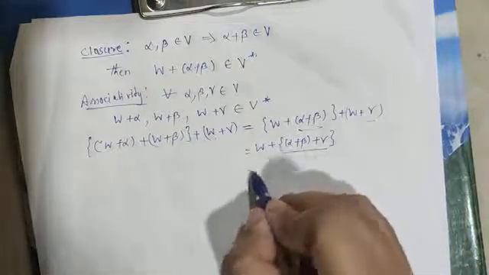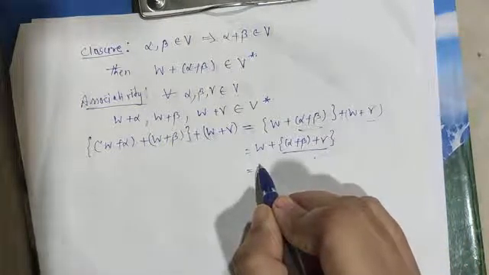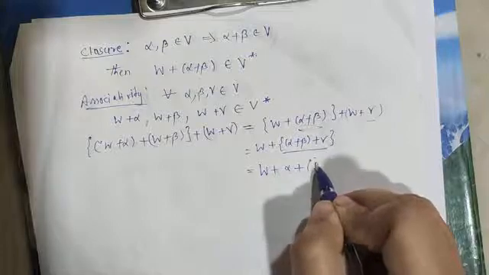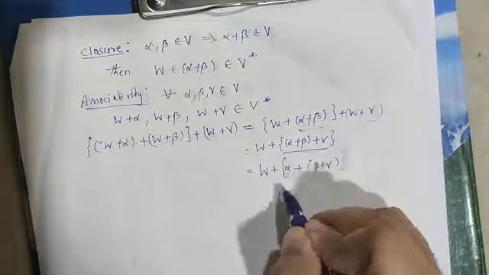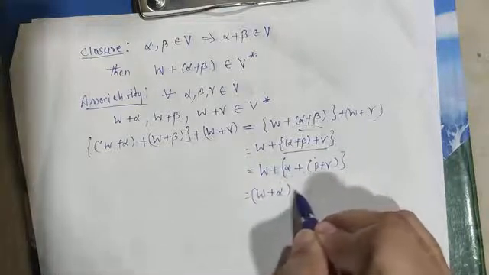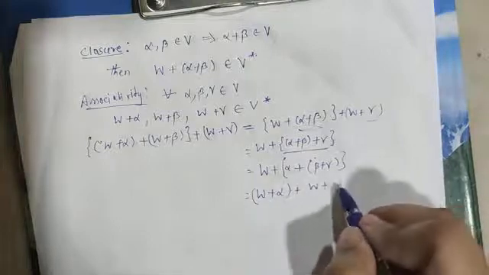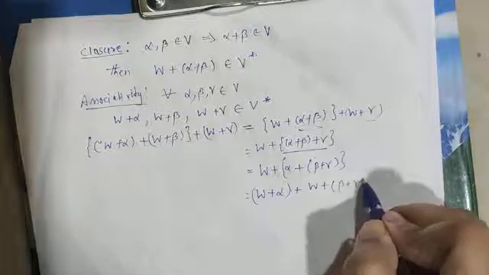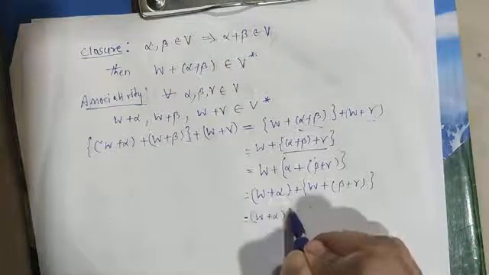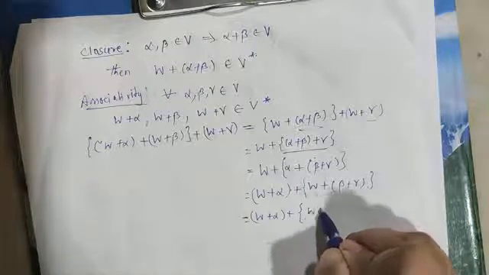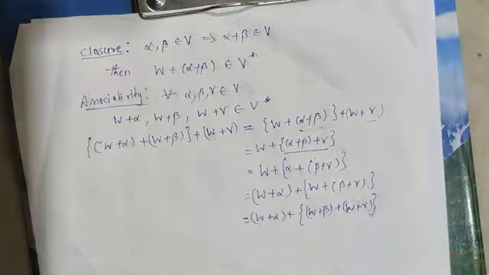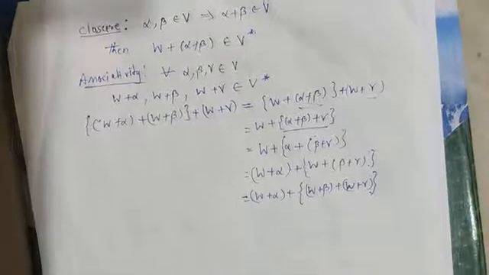So we can write it here W plus alpha plus beta plus gamma, and again we can write it as W plus alpha plus W plus beta plus gamma, and this is W plus alpha plus W plus beta plus W plus gamma. So in this way we can see that associative law holds here.